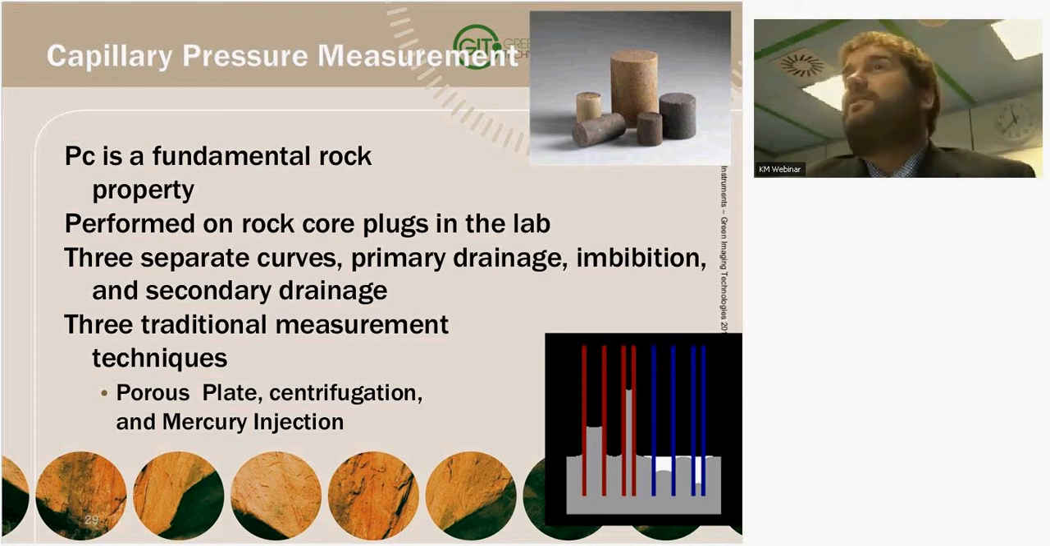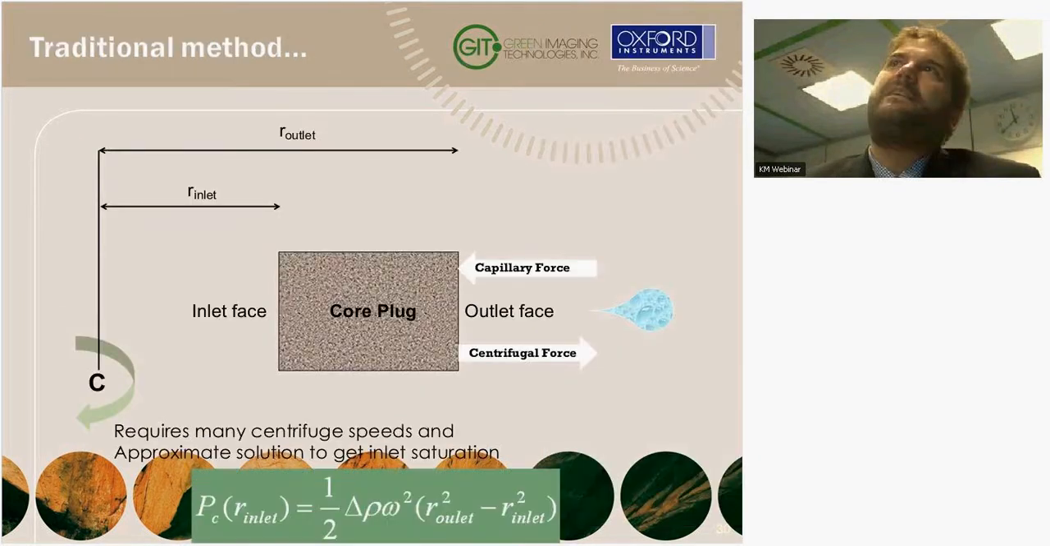Porous plate is probably considered the gold standard, but it's a very long experiment. In a tight gas field, it can take a year or more to get a measurement. Centrifuge is kind of in the middle. We're using real fluids, but we use centrifuge forces to speed things up. Our technique uses the centrifuge as well, so I'll just describe that technique in a little more detail.